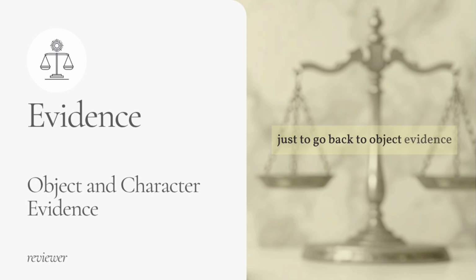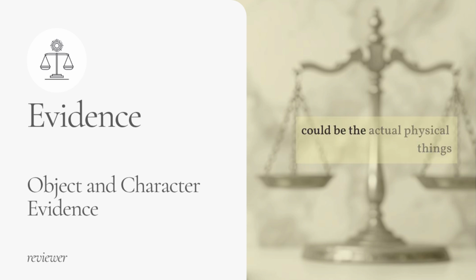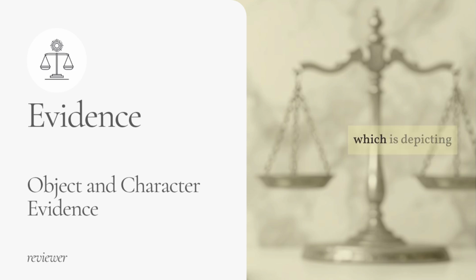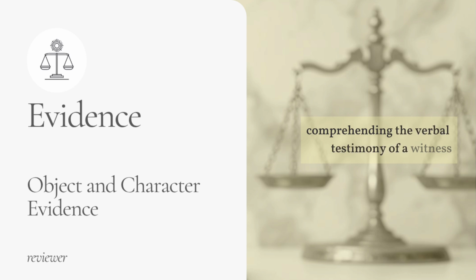Just to go back to object evidence, the categories of object evidence could be the actual physical thing, so the real object evidence, which has a direct relation. It's the real one, and then there is demonstrative evidence, which is depicting, or used to draw an inference in aid of comprehending the verbal testimony of a witness.